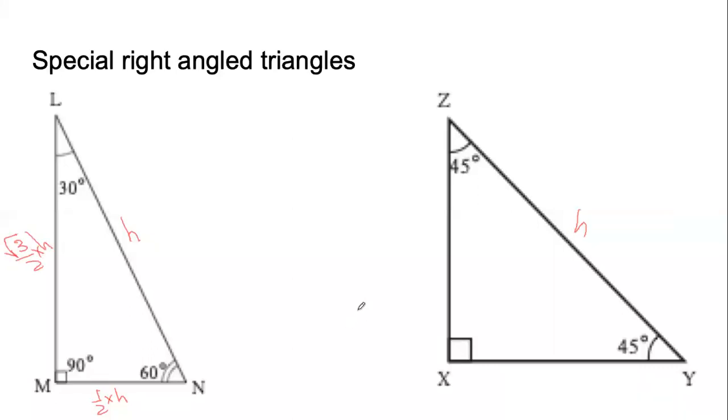What it also means is that if LM is given, we can find LN. If MN is given, we can find LN. If any one side is given, we should be able to find the other sides using basic arithmetic and algebra. It's not necessary to start from the hypotenuse only.